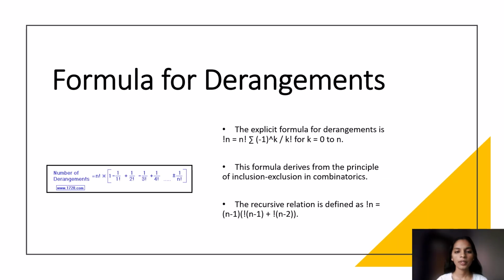Formula for derangements. The explicit formula for derangements is !n equals n factorial times the summation of (-1)^k by k factorial, for k equals 0 to n. This formula derives from the principle of inclusion and exclusion in combinatorics. The recursive relation is defined as !n equals (n minus 1) times (!(n minus 1) plus !(n minus 2)).